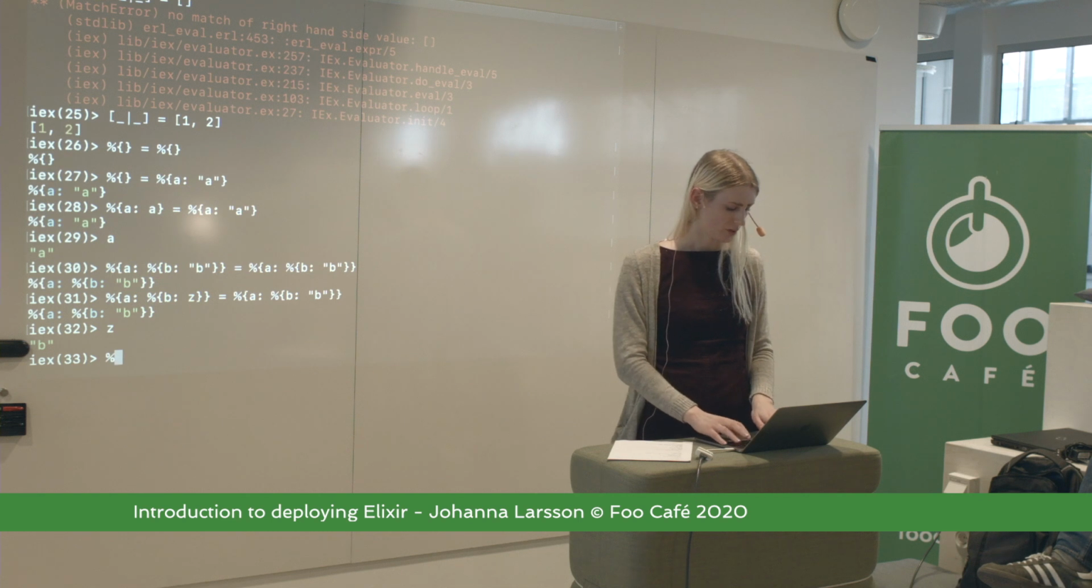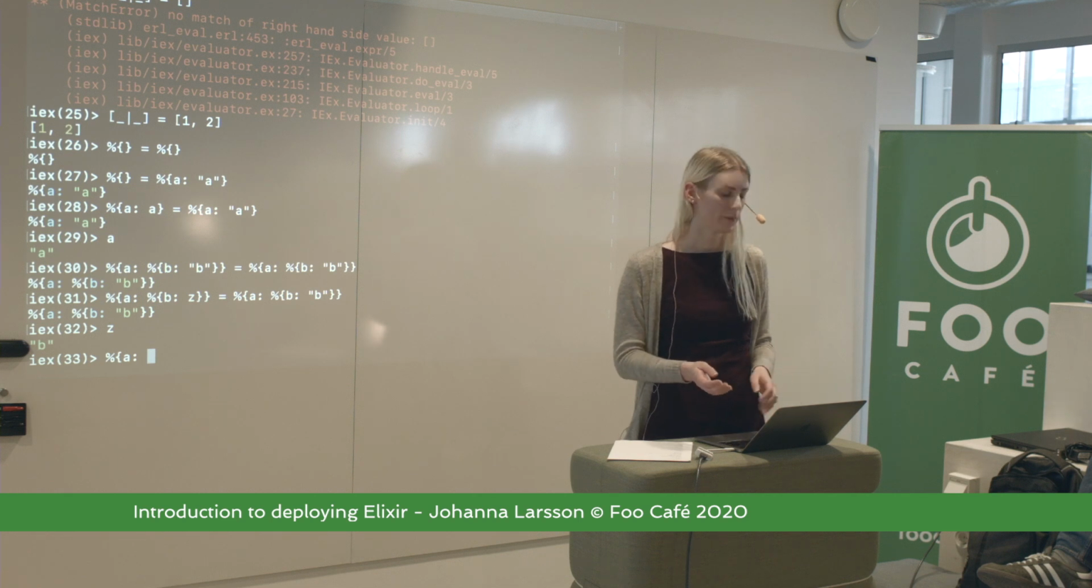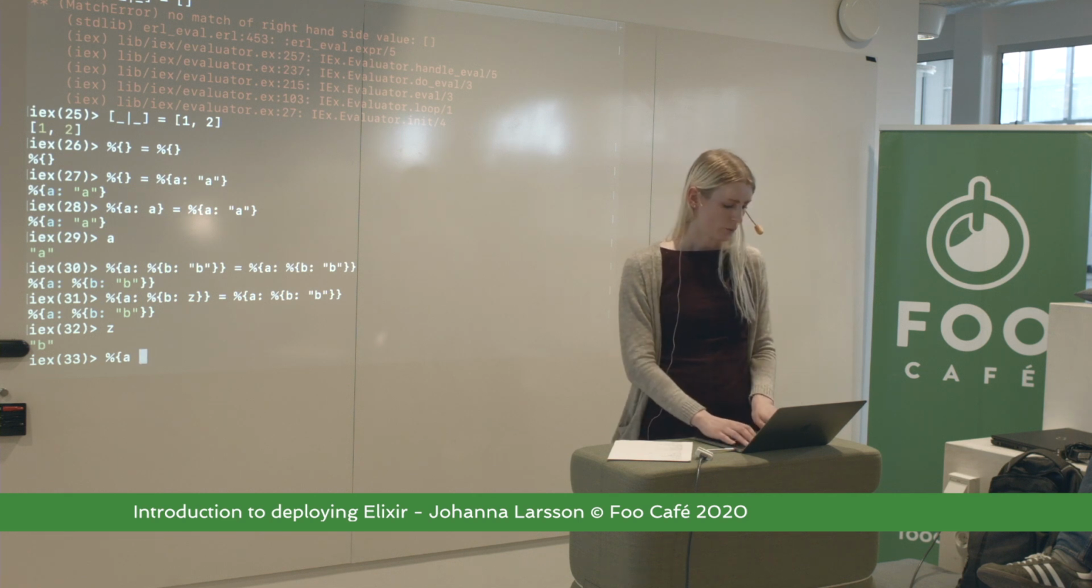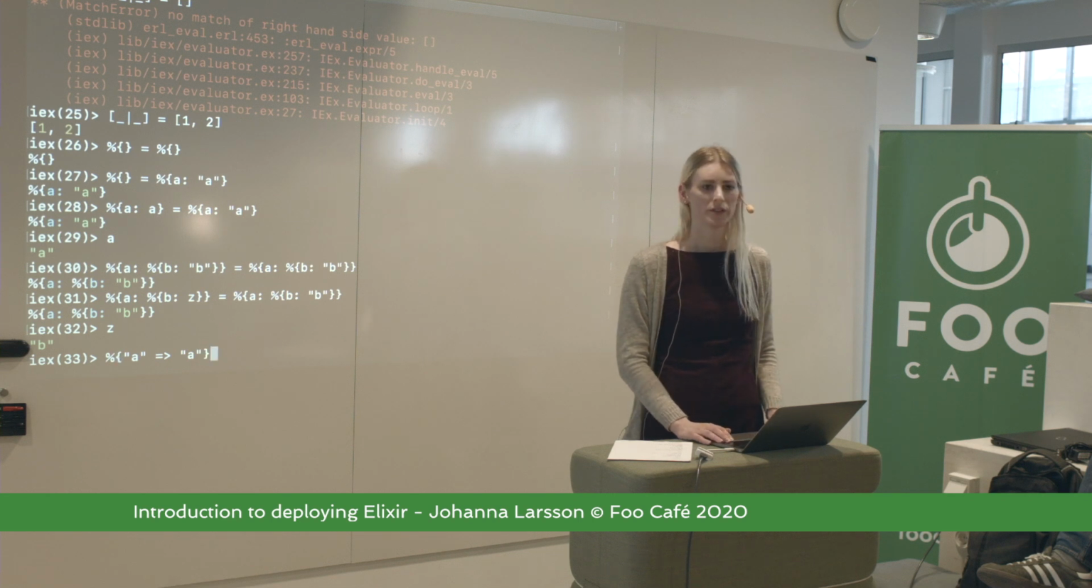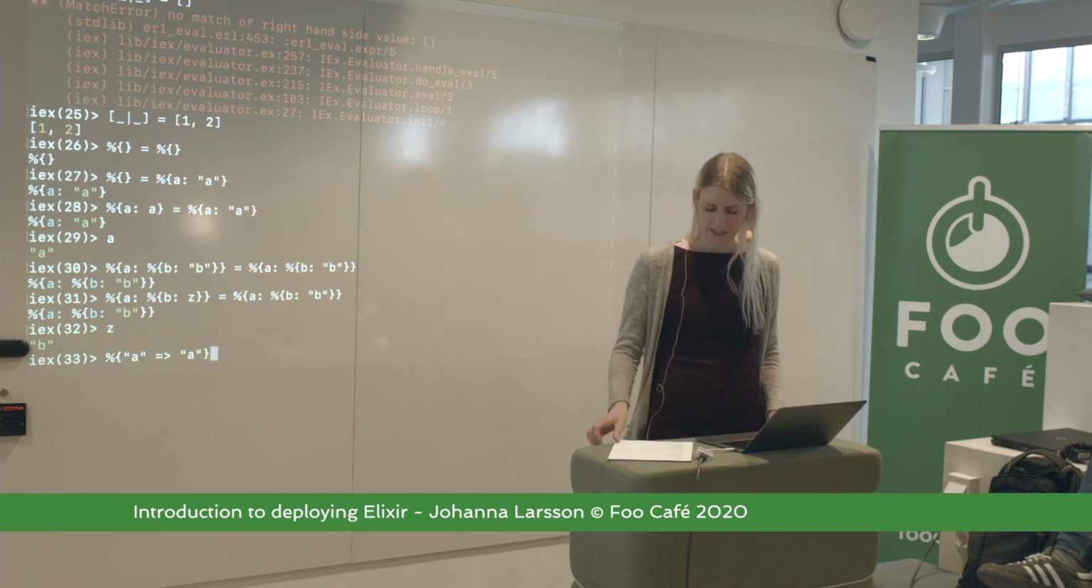I'm going to just go ahead and show. So this was a map using atoms as keys, since we briefly talked about atoms. If you want to use a map that has strings as keys, this is the pattern you use. So there's an arrow instead. Significant little difference.